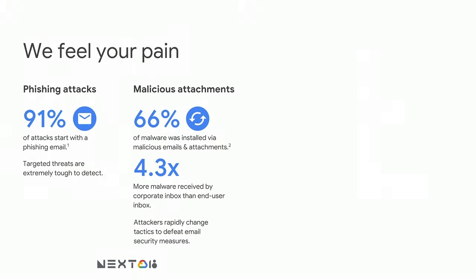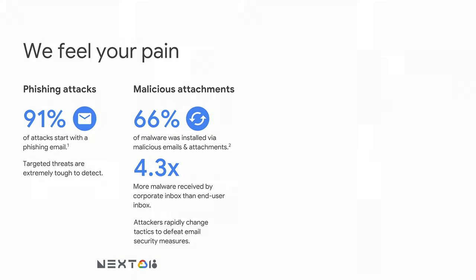Second is also email is the channel by which much of our malware finds its way onto endpoints. We find that over 2/3 of malware is installed via attachments. And increasingly, malware attackers are focused on corporate inboxes. Our stats show that corporate inboxes get 4.3 times more malware than a standard consumer mailbox. So if you're feeling like, wow, everyone's attacking us through this channel, well, there's some stats to go behind it.